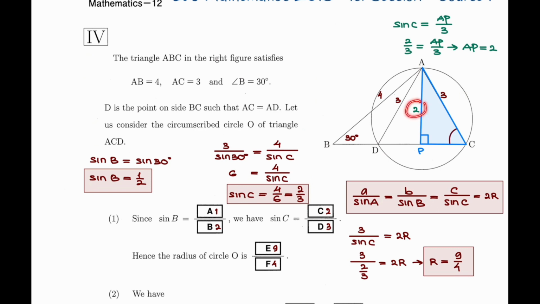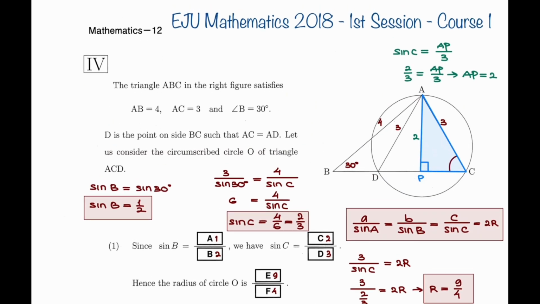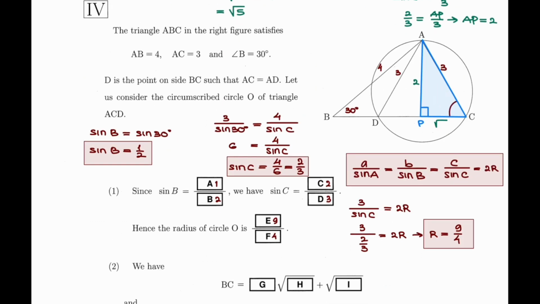Once you know AP, by using Pythagoras theorem, you can find PC. So PC is equals to square root of 3 square minus 2 square. 3 square is equals to 9, 2 square is equals to 4, therefore 9 minus 4 is equals to square root of 5. So I know that PC is equals to square root of 5.